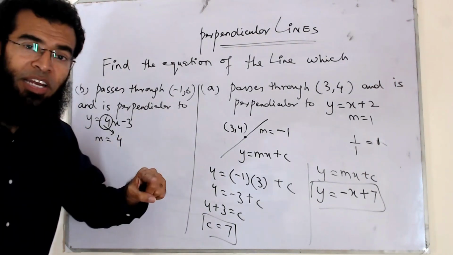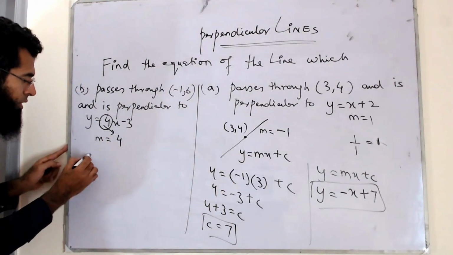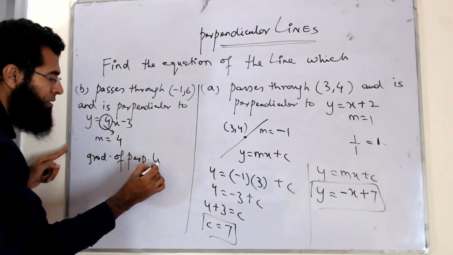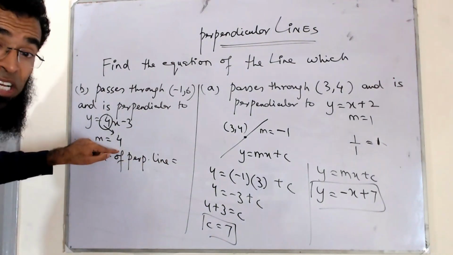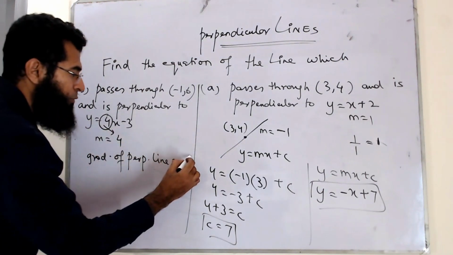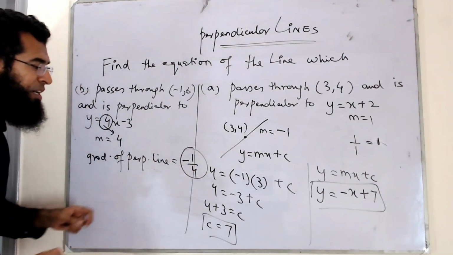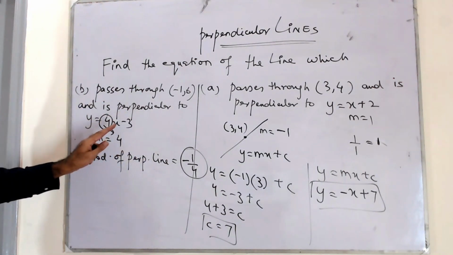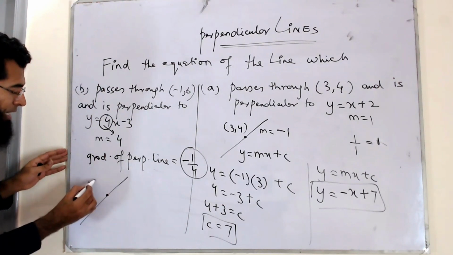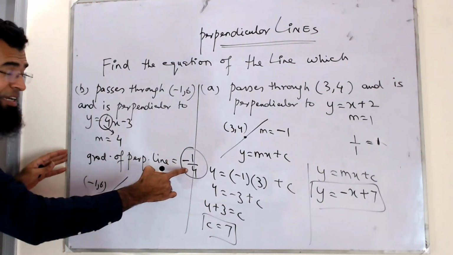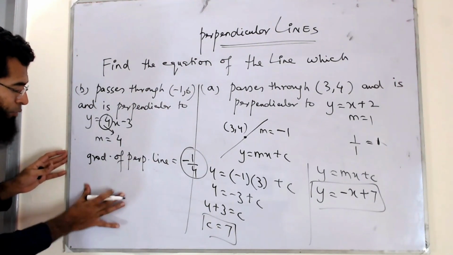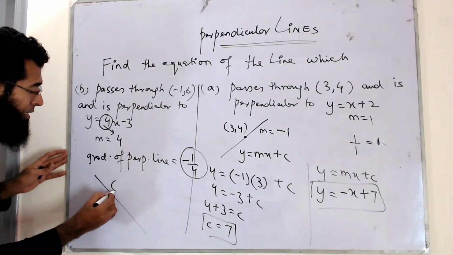So what will be the gradient of the perpendicular line? The gradient of the perpendicular line will be the negative reciprocal of this. So you multiply with the minus sign and the reciprocal of 4 will be 1 over 4. So this will be the gradient of the line which is perpendicular to this, right? And which is passing through the point (-1, 6). And it has a gradient of minus 1 over 4. So that means it would be sloping downwards.